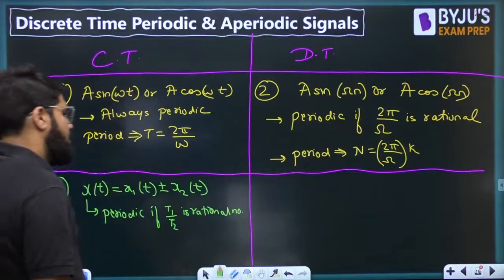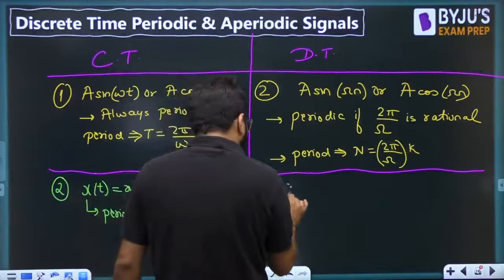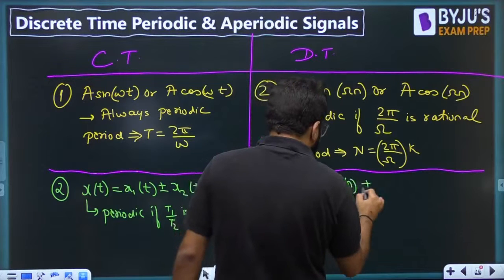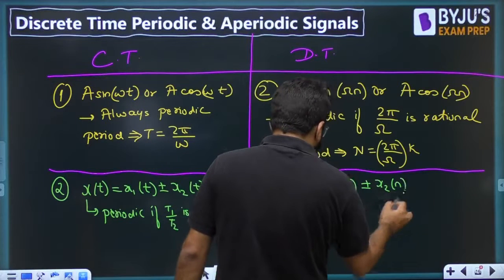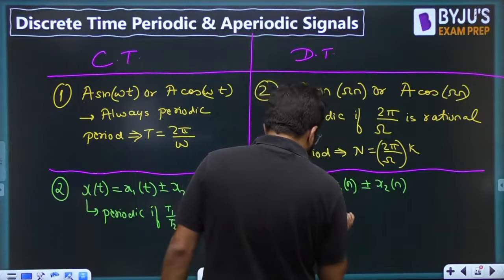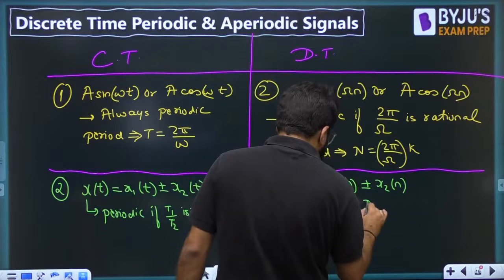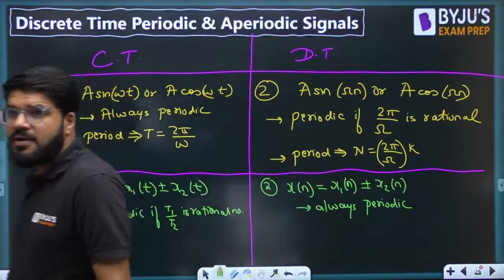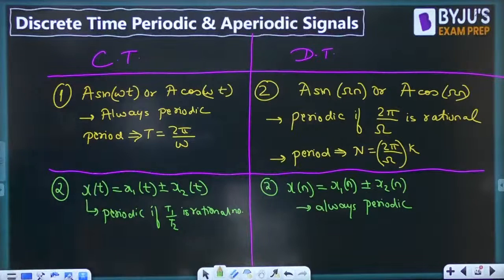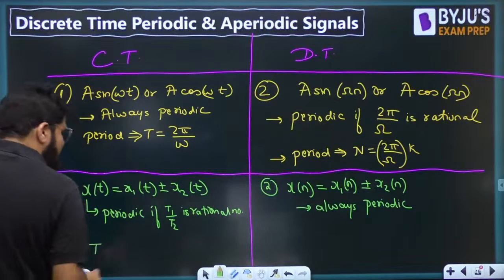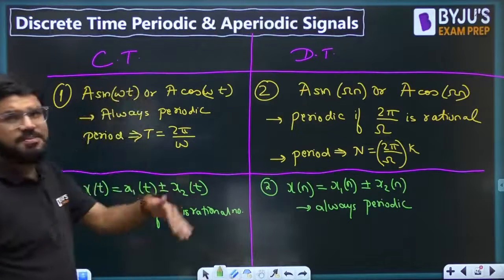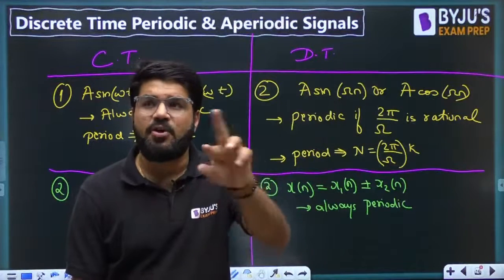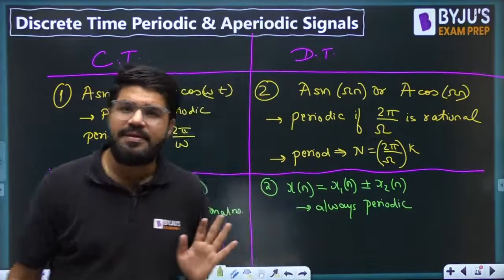But here x(n), which is equal to x1(n) plus or minus x2(n), is always periodic. Here there is no condition required. Clear? It is always periodic. Then what is the final period? That is the same, right? Final period, cross multiply and the same rules, or LCM. Two methods are there to take the final period: cross multiply or LCM method.